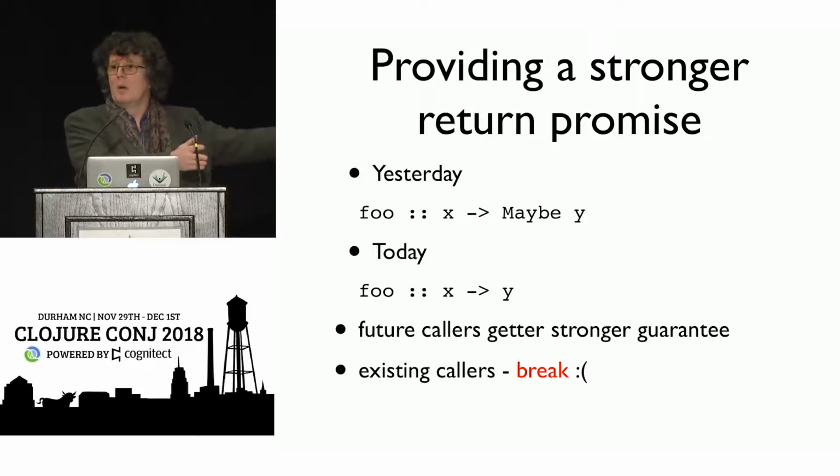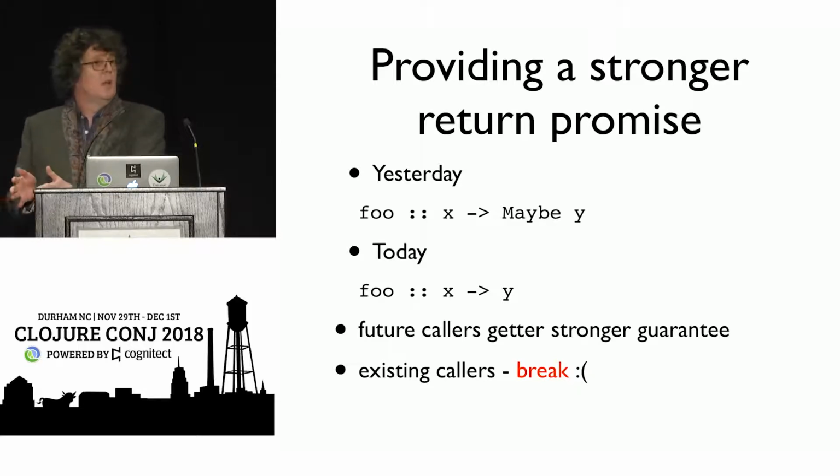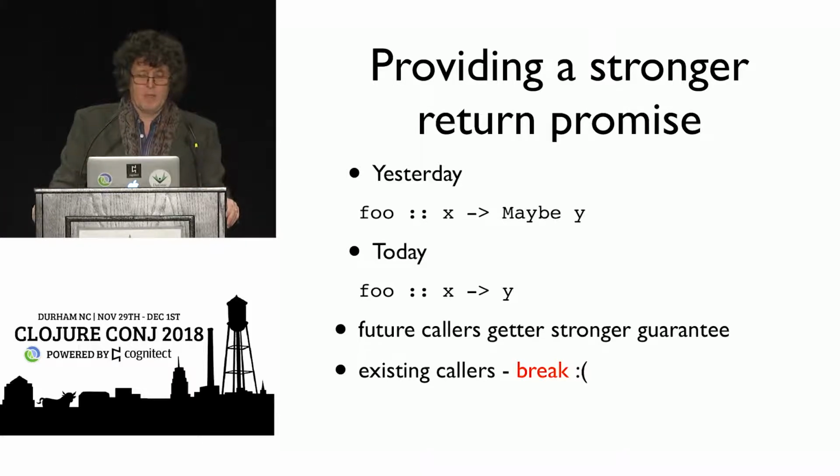So relaxing a requirement should be a compatible change. Strengthening a promise should be a compatible change. So I do this. I say, I'm definitely going to give you a Y. Guess what happened? I broke all of my callers again. I broke my callers, right? Because now they have code that deals with Maybe, and they're not getting a Maybe anymore.